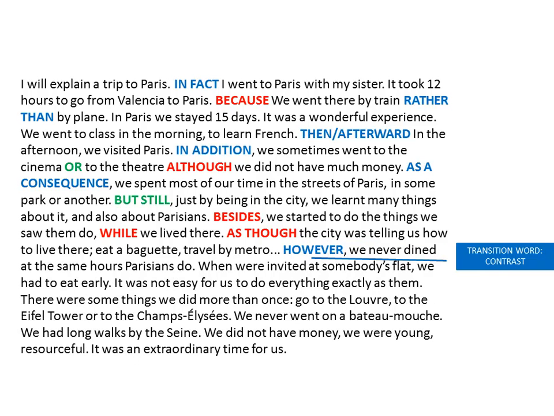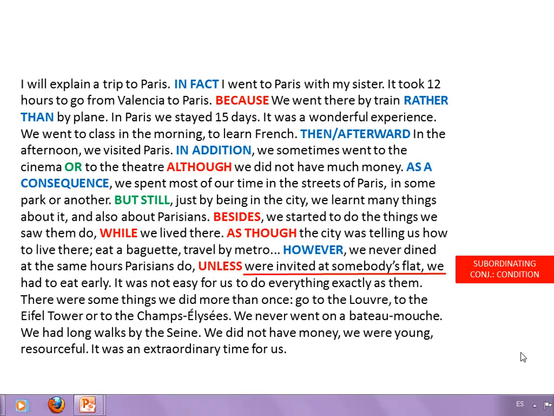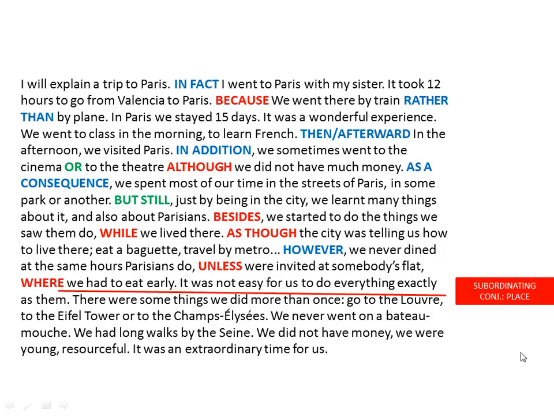However, this contrast is established by means of a transition word which does not create dependency relationships. However, we never dined at the same hours Parisians do, unless we were invited at somebody's flat where we had to eat early. Here there is a subordination again, a subordinating conjunction establishing the place where we had to eat early.